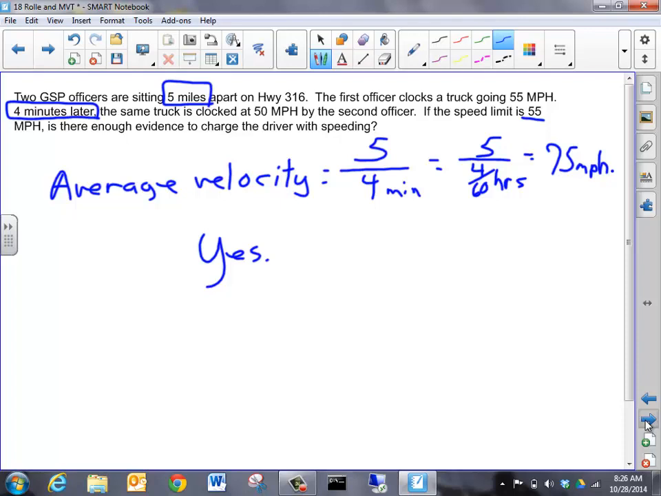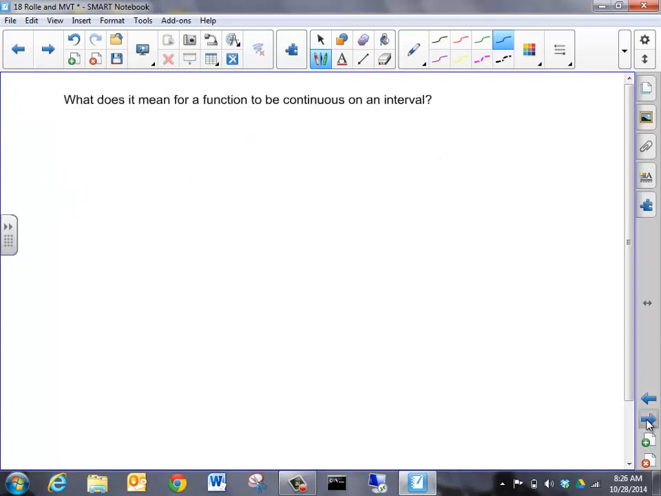So this is a real-life impact of what we're going to talk about today. Let's talk about the simpler one first of all. Before we get to that, what does it mean for a function to be continuous?